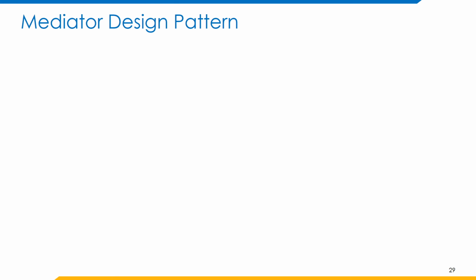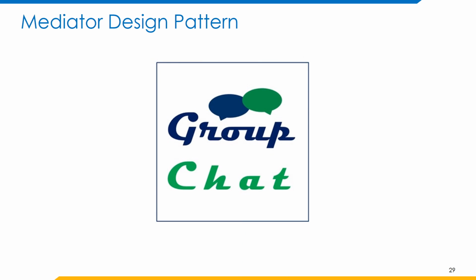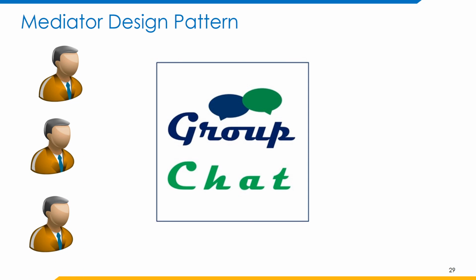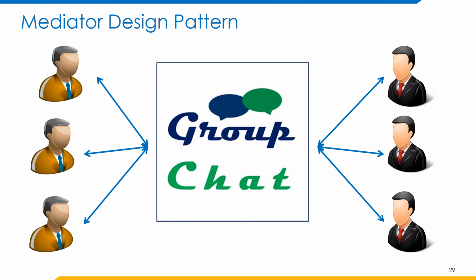For example, some people want to chat with each other. In that case, they will create one group. With the help of group chat, everyone can share data to the group. At the same time, they can access the data.